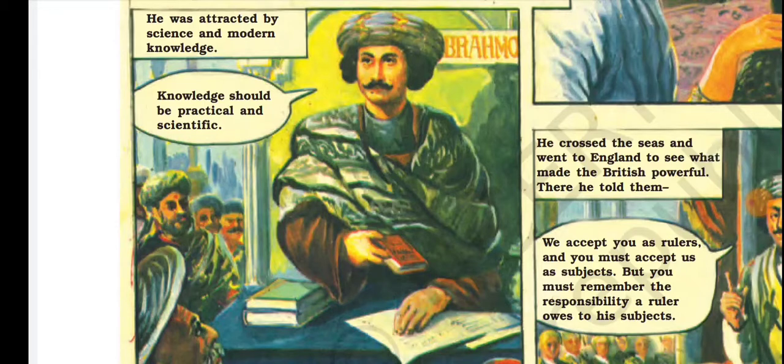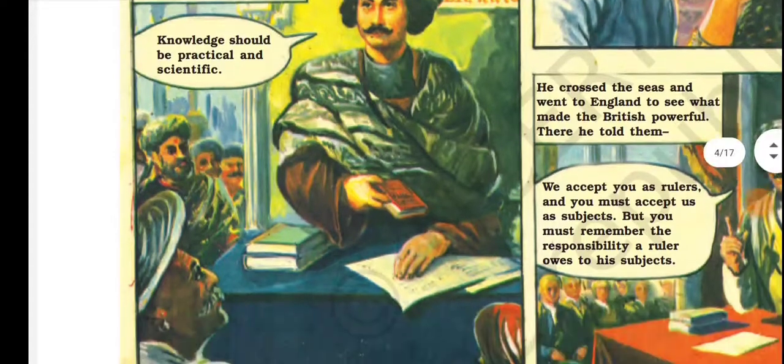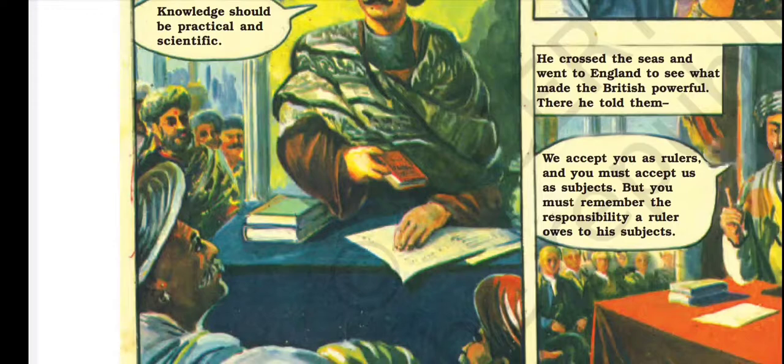Knowledge should be practical and scientific. So he was really a modernizer. He wanted to modernize India with the help of practical and scientific knowledge. He crossed the seas and went to England to see what made the British powerful, and there he told them, "We accept you as rulers, and you must accept us as subjects. But you must remember the responsibility a ruler owes to his subjects."